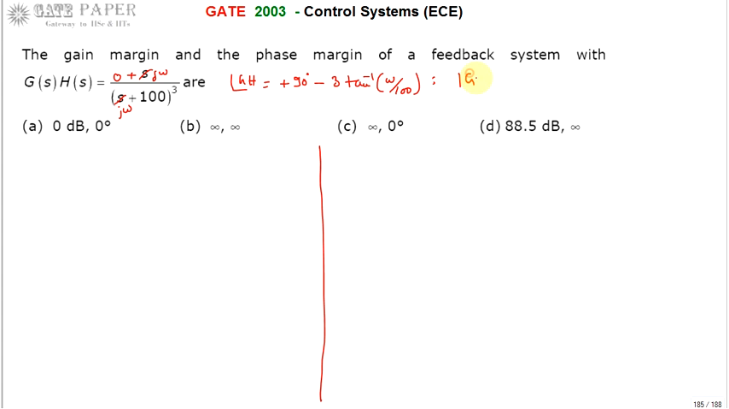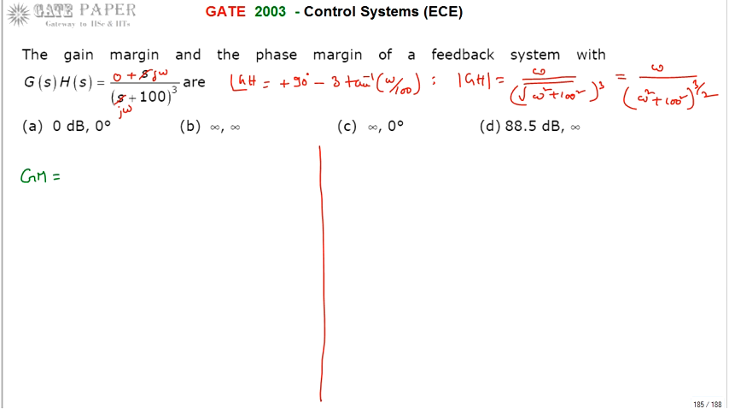And next we will go for the magnitude. Magnitude of GH is equal to omega divided by square root of (omega square plus 100 square) whole cube. So you can write it as omega divided by (omega square plus 100 square) to the power 3 by 2. This is the magnitude.